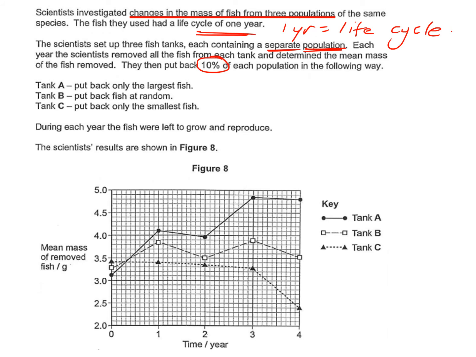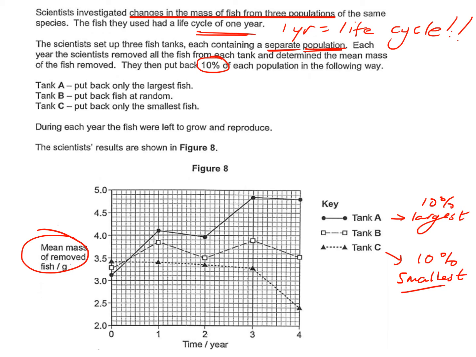Tank B, they put fish back at random, and tank C, the 10% they put back were the smallest fish from the population. So the fish have a life cycle of 1 year. We're told that at the top. Every year they're going to take out all the fish, work out the mean mass, put back the top 10% of fish in A. So only the largest 10% are put back in A, and in C the smallest 10% are put back. Okay.